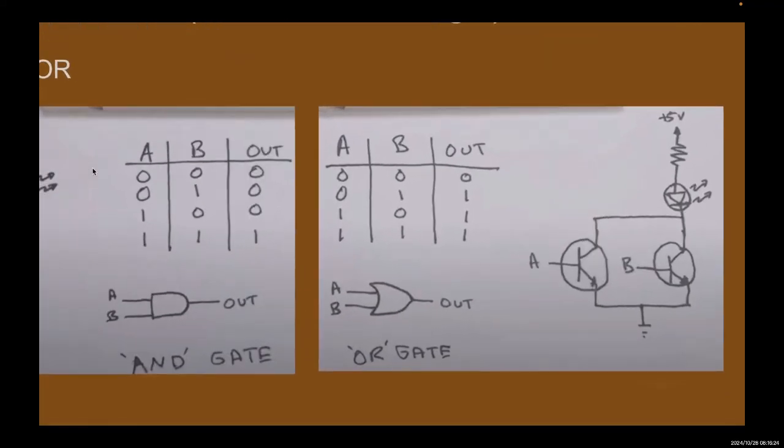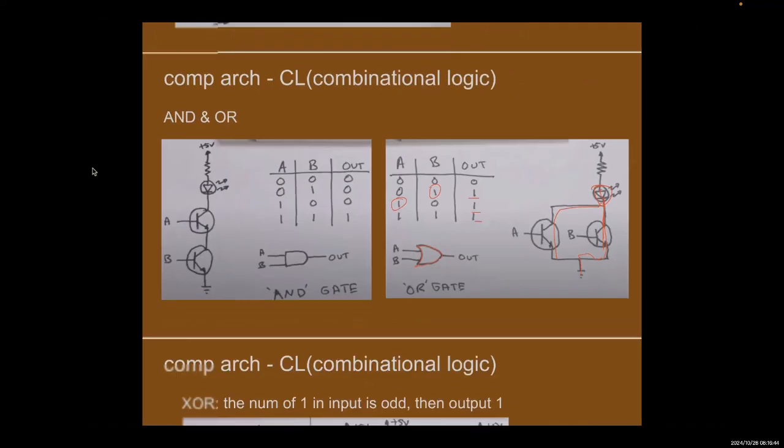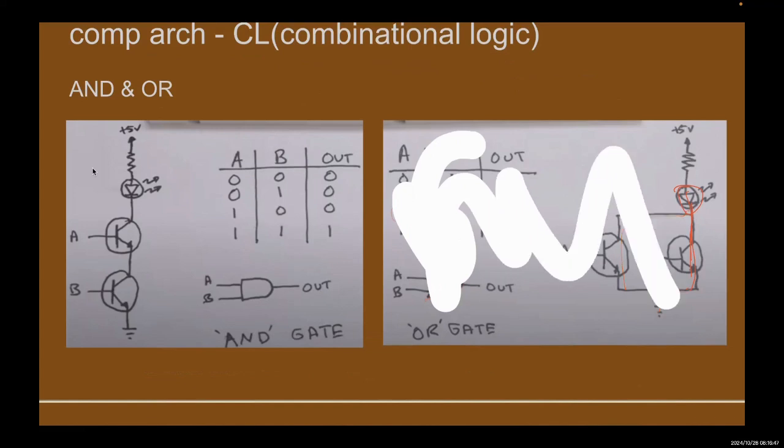And the OR gate is just like this. So if one of the transistors is connected, then it can go to the ground, then the bulb is working. And so the truth table is, if one of A and B is 1, then the output is 1. And this is the OR gate. Okay.